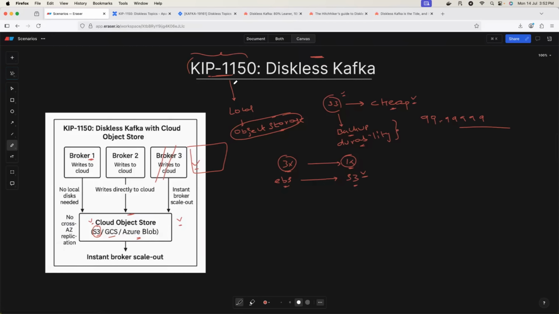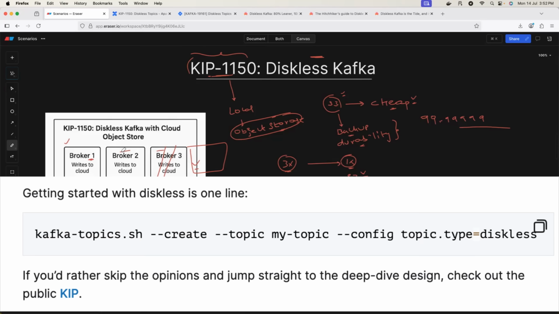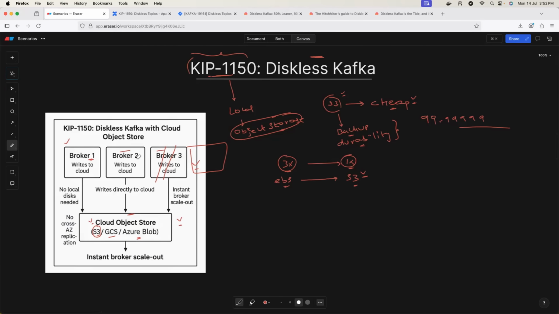One important thing to mention about KIP-1150: when this feature is merged into Apache Kafka, it does not eliminate the existing architecture. So this can be used along with the existing architecture. Maybe you want one of your brokers writing information to the local disk and other brokers writing information to the object store, that's still possible. You just have to run a command or switch a flag so that your broker can actually write data to the object store. So this design is completely backward compatible.